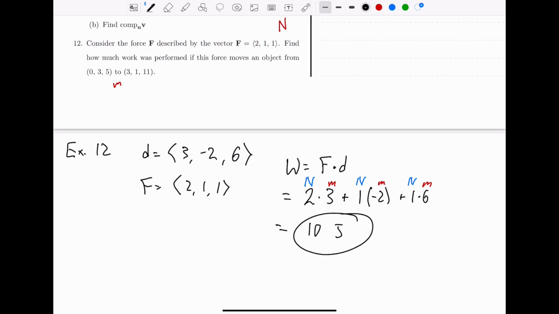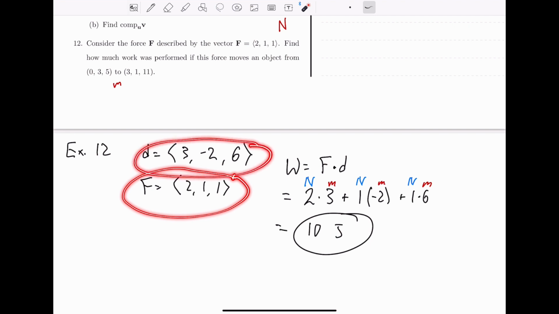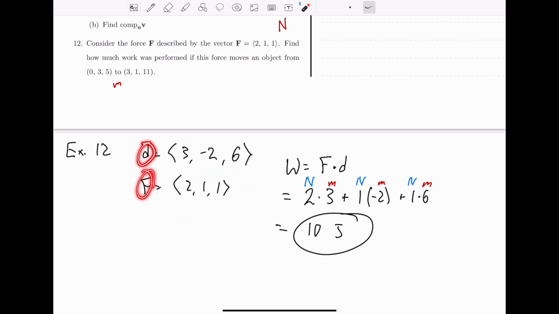That is how much work is performed when this force moves an object through that displacement vector. Notice that the force vector is not parallel to the displacement. So if we were just to find the magnitude of the force and multiply by the total distance traveled, we'd get too much work because the force doesn't all act parallel to the displacement. When we find the dot product, that's taking into account only the amount of force that's acting in the direction of the displacement.